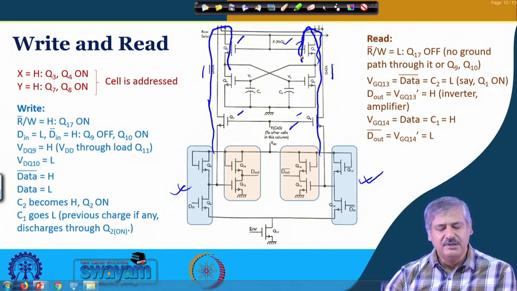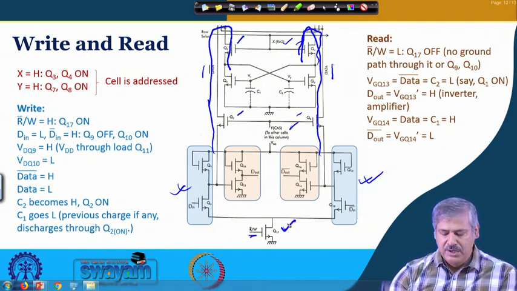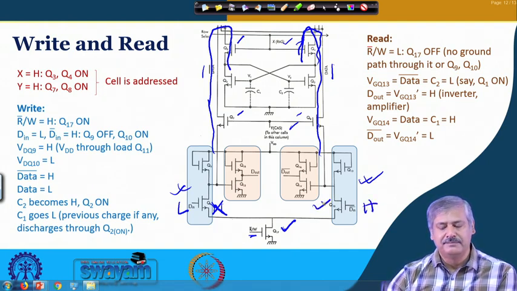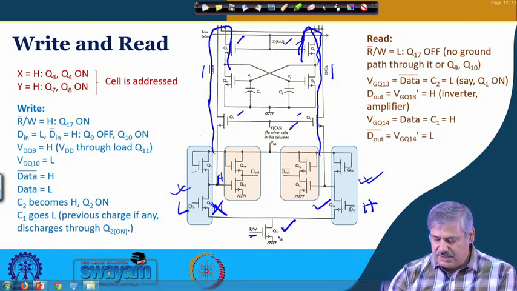Is it clear? So, in the write operation, this particular one is high, so this is on. If D in is low, then this transistor will be off. I put a cross mark meaning off. And then D in bar will be high, so this will be on. So, at that time, what happens if this is off? This transistor is used as a load, so this will be high, right? And this one is on, there is a path available, this Q17 is also on. So, this will be low, right.